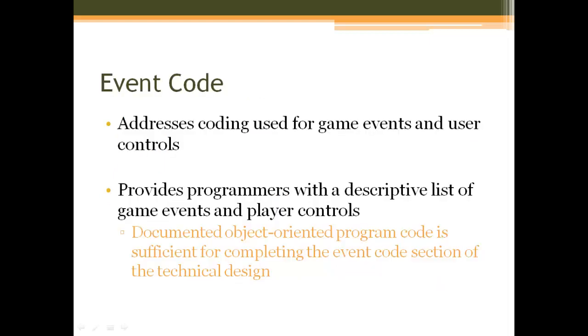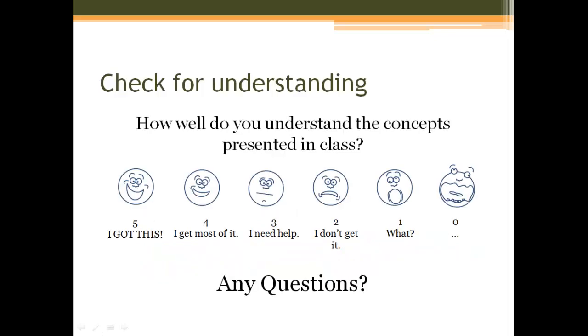Event code addresses the coding used for the game events and user controls. It provides programmers with a descriptive list of game events and player controls. Documented object-oriented program code is sufficient for completing the event code section of the technical design.